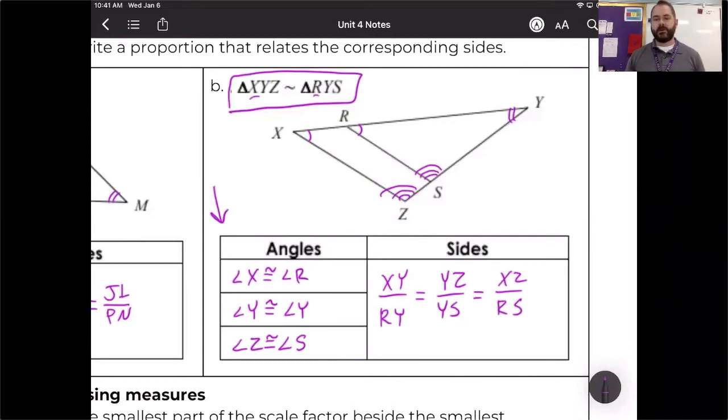Okay, so as we look at this, the corresponding sides work out in this proportion. XY over RY must equal YZ over YS, and that must equal XZ over RS. Now, the individual fractions that you have written could be kind of flip-flopped around, but it really needs to have X, Y, and Z across the top row and R, Y, and S across the bottom row to keep with the order we were given from that similarity statement, okay?